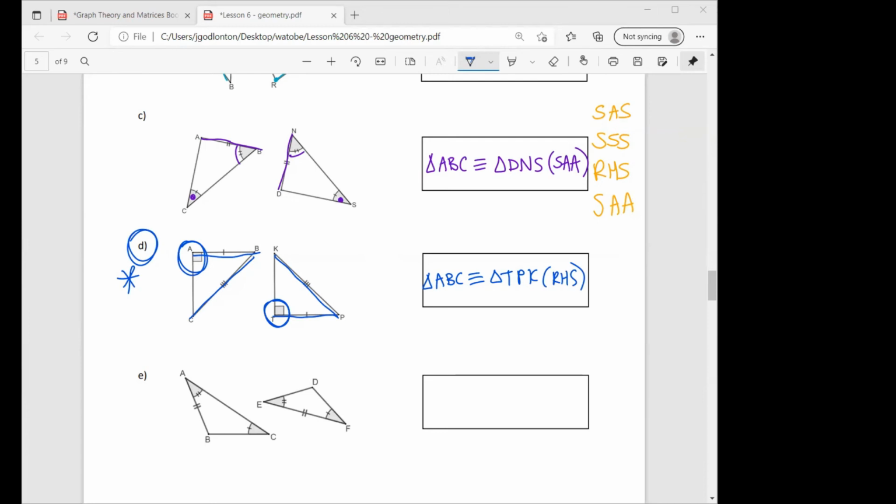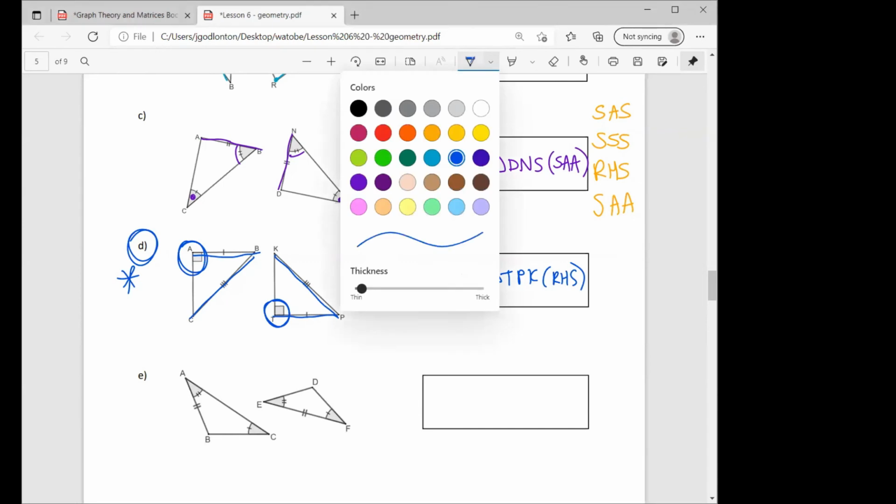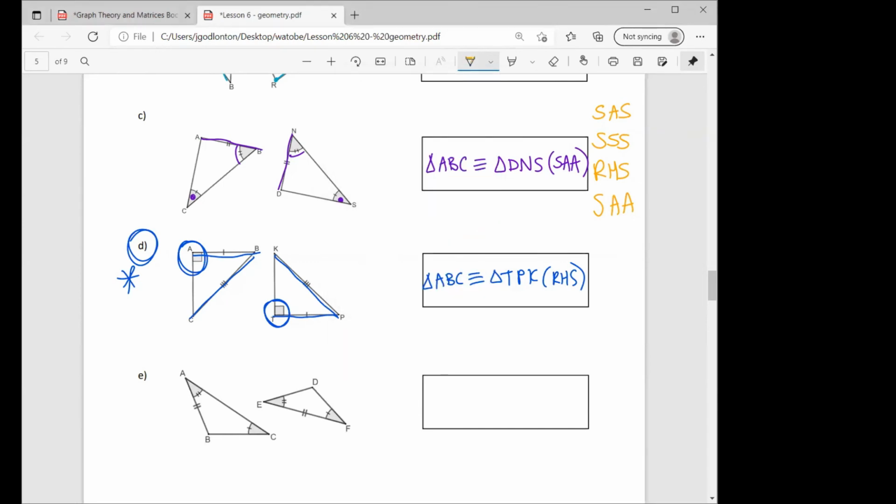You've just walked right into my trap. While it looks like this triangle is a side, angle, because I have two angles on one side, it is not. Can someone tell me what's happening?